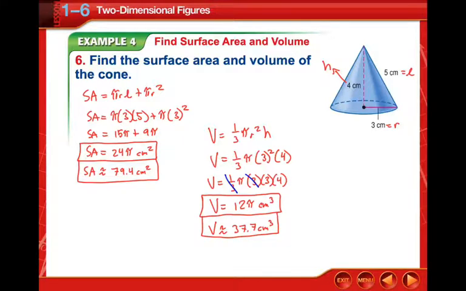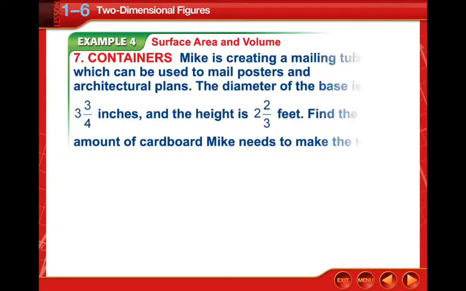Let's take a look at our next problem. You'll have one similar to this one in a minute. This one is Mike creating a mailing tube, which can be used to mail posters and architectural plans. The diameter of the base is 3 3/4 inches, and the height is 2 2/3 feet. We want to find the amount of cardboard Mike needs to make the tube. It doesn't tell us what units to use, but we have inches and feet in this problem, so we need to make some adjustments. I'm going to go ahead and say to use inches.